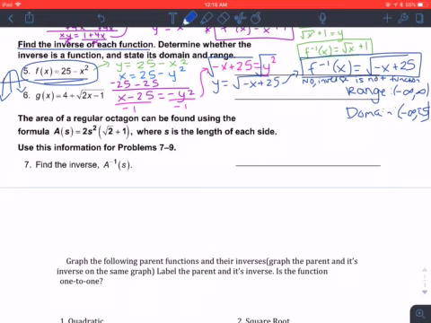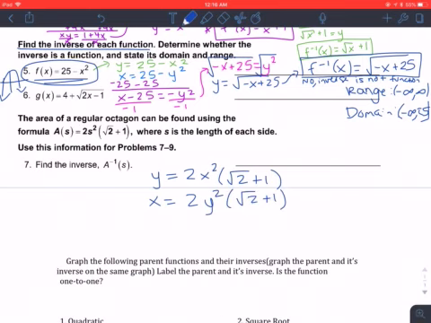S is the length of each side. So we're going to start by rewriting a of s as y, and instead of s, we're going to use an x. Okay, now we switch x and y, and then solve for y. So since all this is in parentheses, I can't do anything with that yet. So I'm going to divide everything by this 2 to get rid of that. So those are inverses, they cancel.